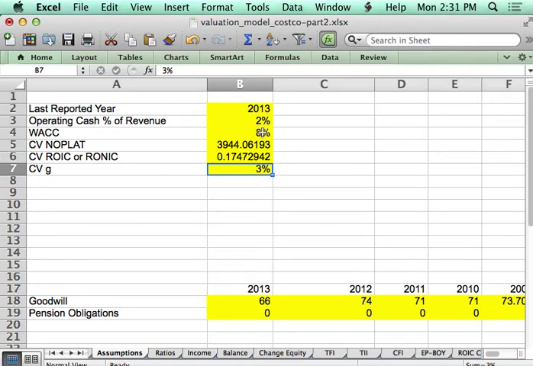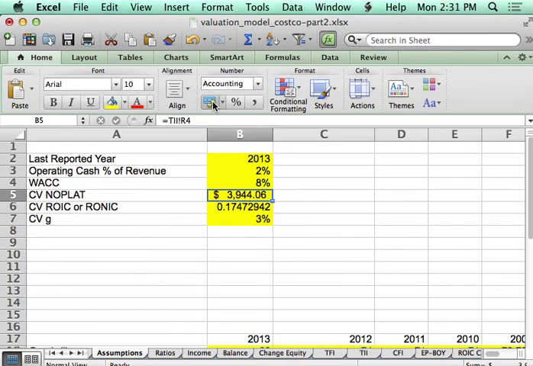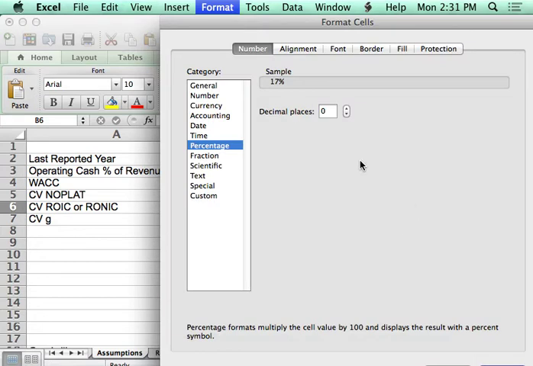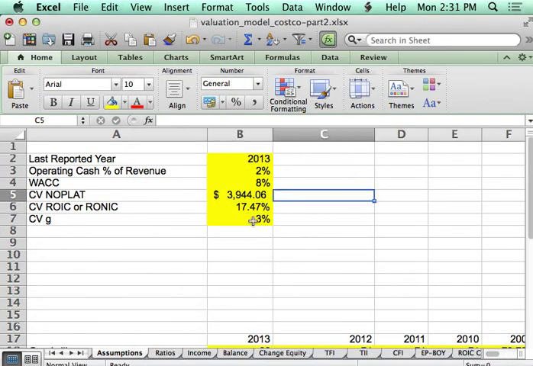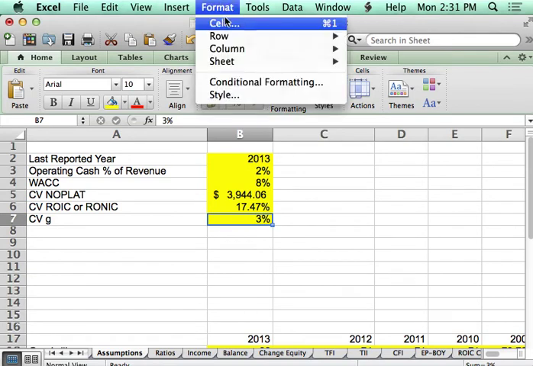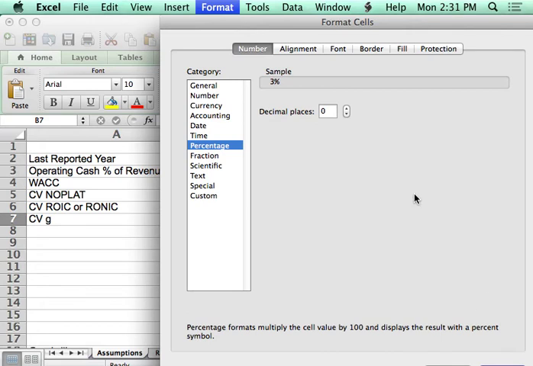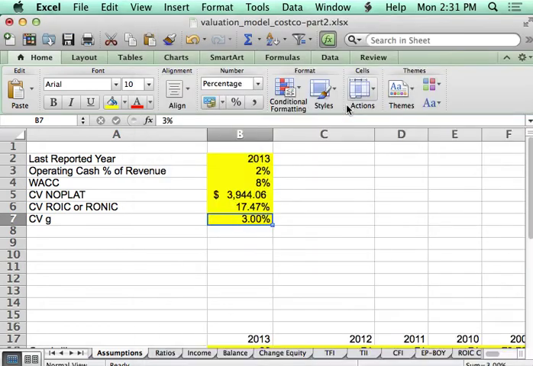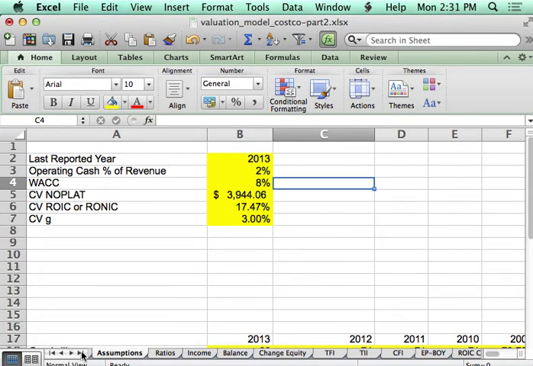So I have my 4 assumptions. Just do a little bit of formatting here. I'll make this currency. I'll make this a percentage. Change my format. 2 decimal places. And same thing here. Just so I can see. All right. So now I'm going to start filling out my continuing value equation.